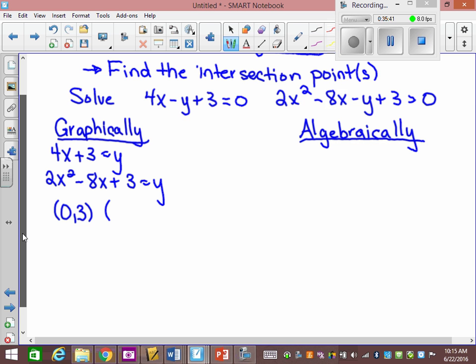Is it really 0 and 3 though? Yeah? And then I did not write the question down the same as the textbook. So what's the other one? 6 and 27.